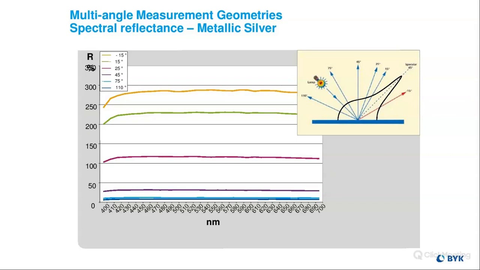And so in this example here, this is measuring that metallic silver. And you can see at 75 and 110, it's almost completely flat, so it's very dark. Whereas if you look at negative 15 degrees and 15 degrees, it's a very light color. So it's very white. And so it's really important to look at all these different angles when you're measuring these specialized pigments, right?